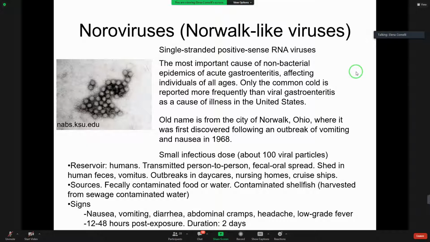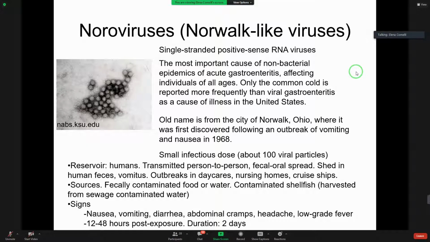These viruses are the most important cause of non-bacterial epidemics of acute gastroenteritis across all ages. They are very common, for example, in child cares, nursing homes, and cruise ships. Humans are the essential reservoir for these noroviruses, and therefore the fecal-oral route is the route of transmission, person to person. They have a very small infectious dose. About 100 viral particles are sufficient for infection.